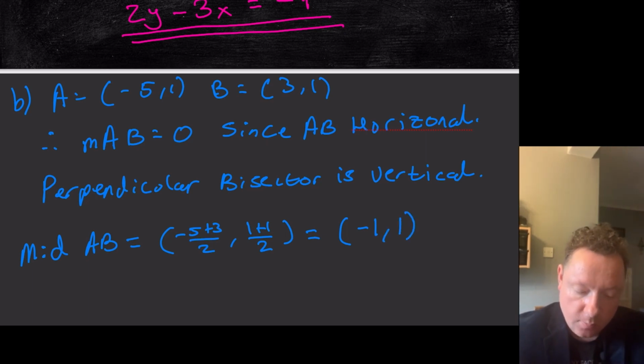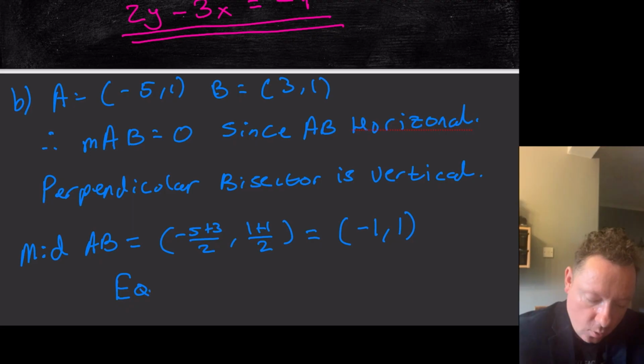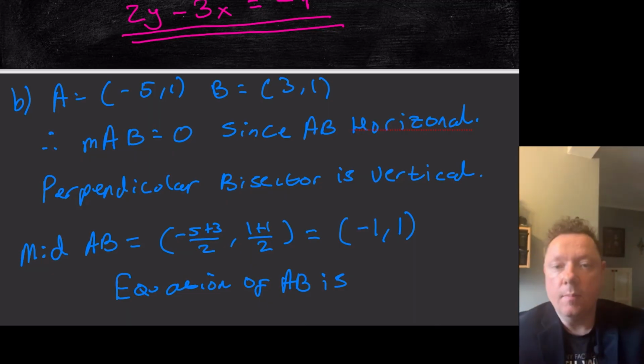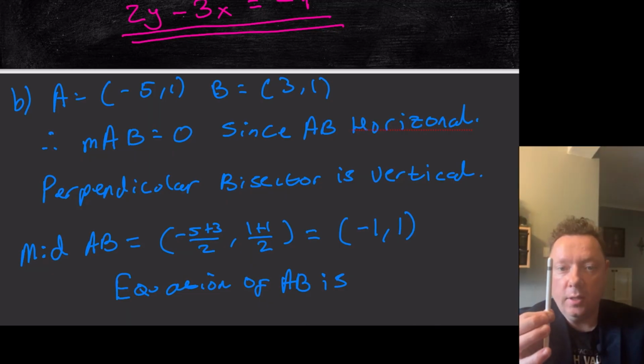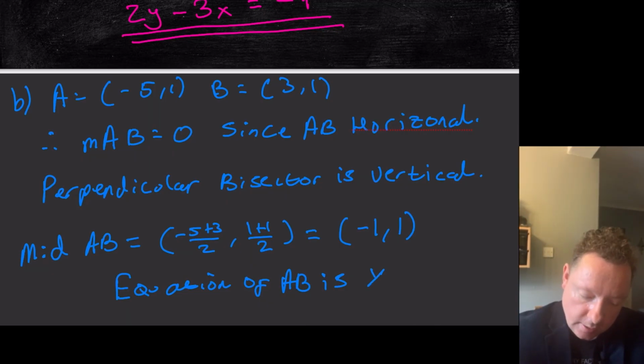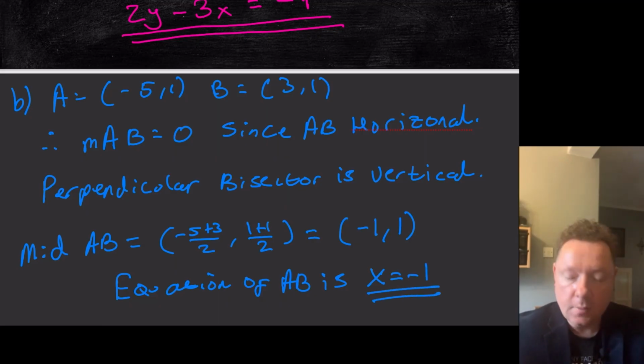So since that's our midpoint of A and B, the equation of L2 is, remember we said it's x fixed point, it's always going to be minus 1. So it's x is equal to minus 1. And we're done there.